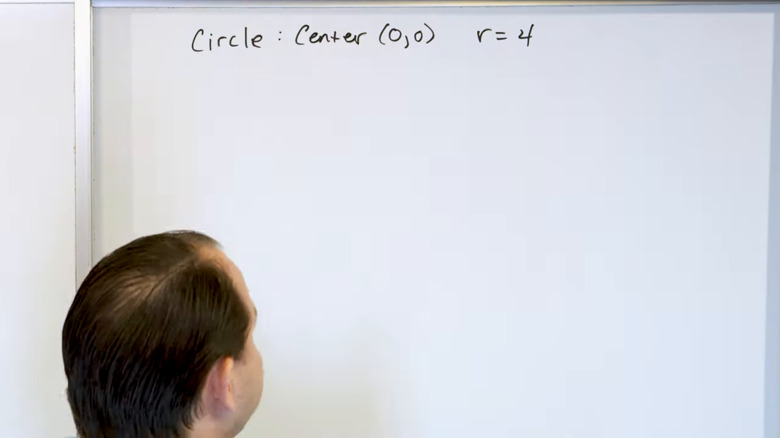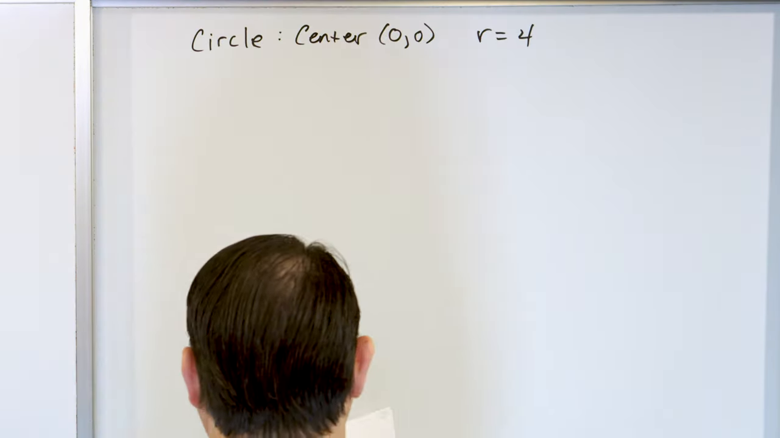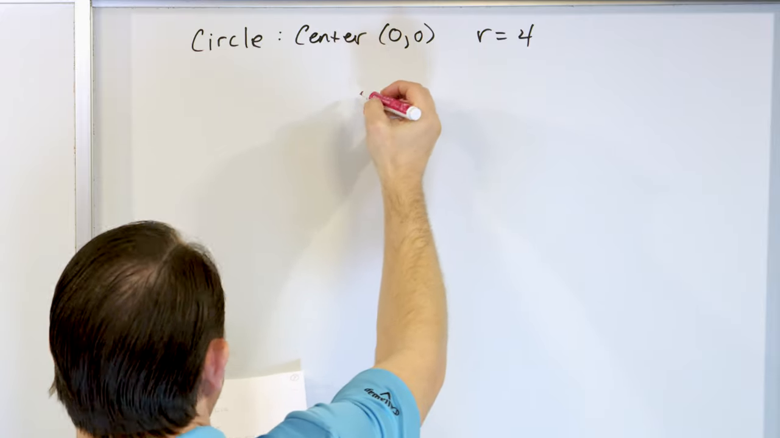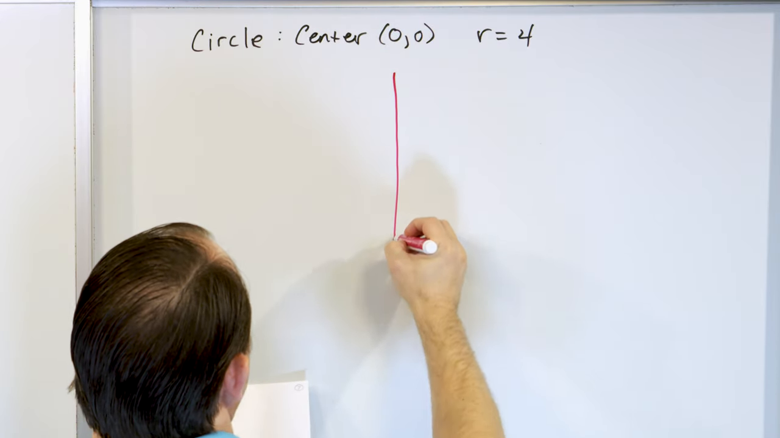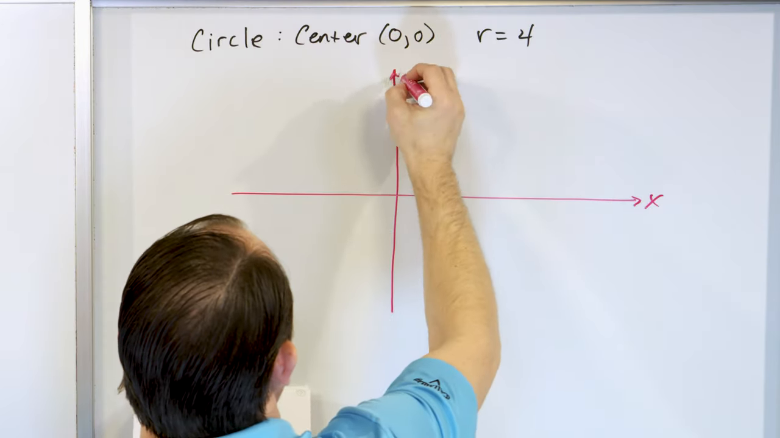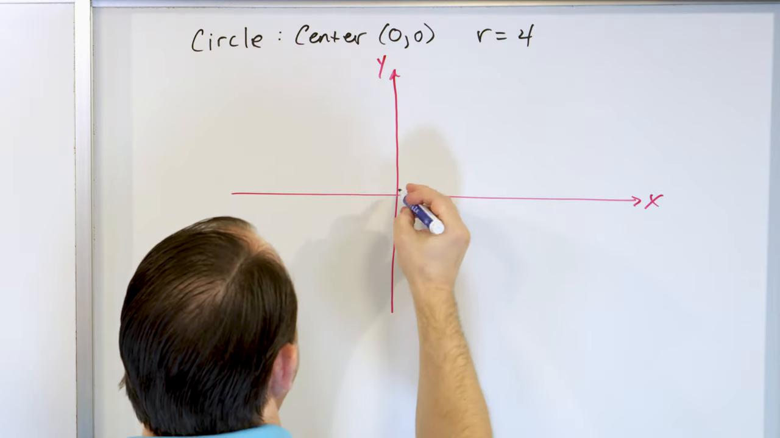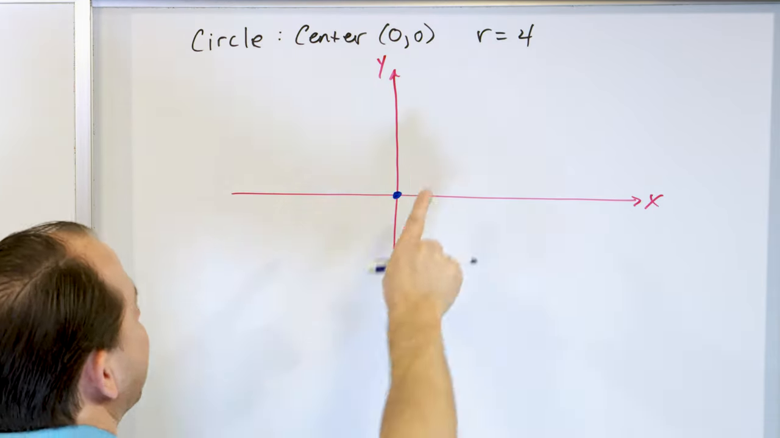And I want to draw this, and I want to understand where everything comes from. So what we do is we say, okay, I'm going to draw an XY plane. I'm going to try to draw it large so that we can see everything. So there's X, here's Y. And the center of this circle is at 0, 0, right there. And the radius is 4.